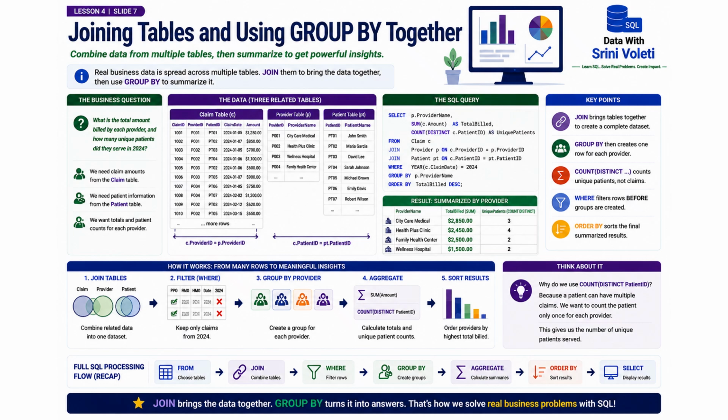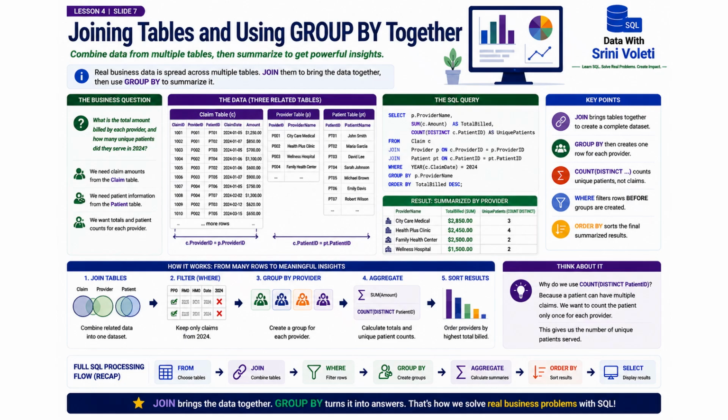Our manager asks: what is the total amount billed by each healthcare provider, and how many unique patients did they serve during 2024? Notice something important. This question cannot be answered from a single table. We need billing information from the claim table. We need provider names from the provider table. And we need patient information from the patient table. That means our very first task is to combine these tables using the SQL clause join.